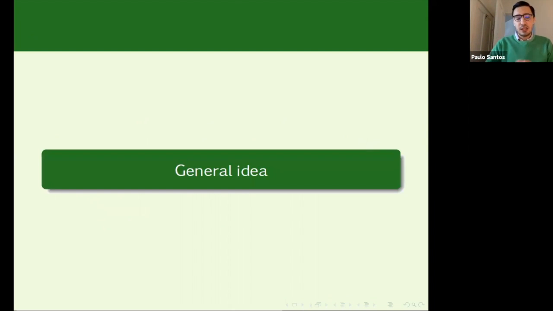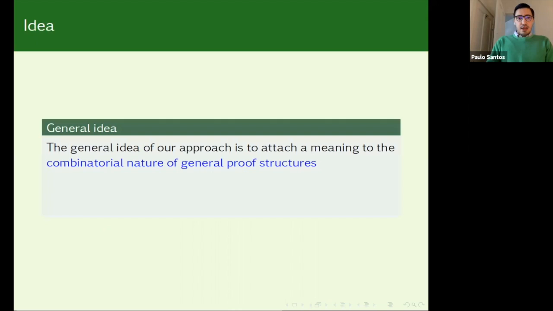Okay, so now let me show you the general idea of our approach. The main idea was to attach a meaning to the combinatorial nature of general proof structures. And here by general proof structures, I mean some sort of a schemata feature.